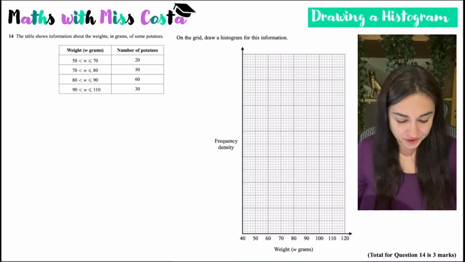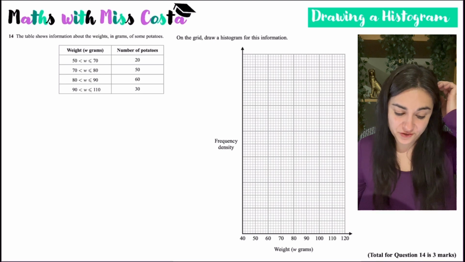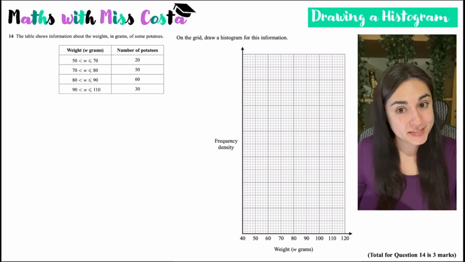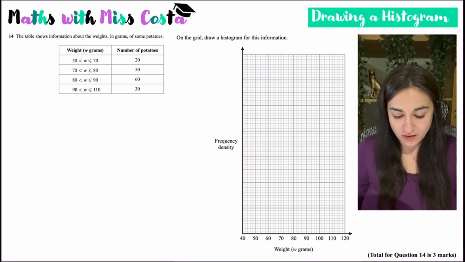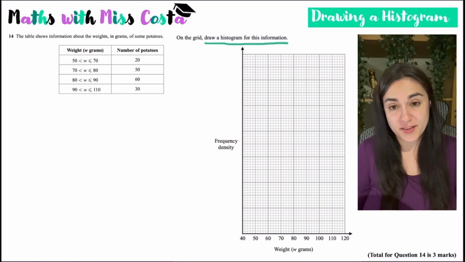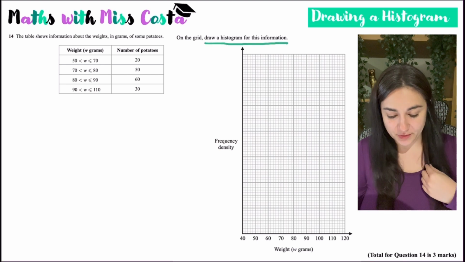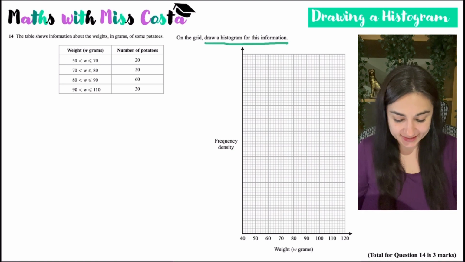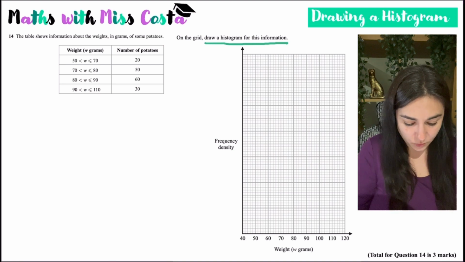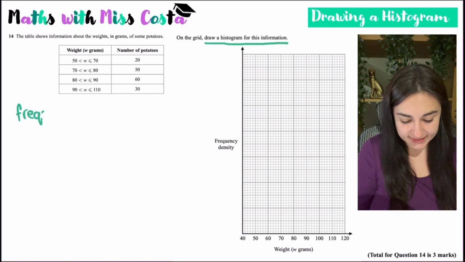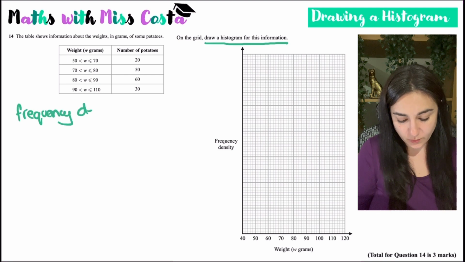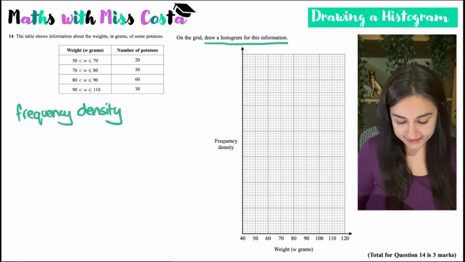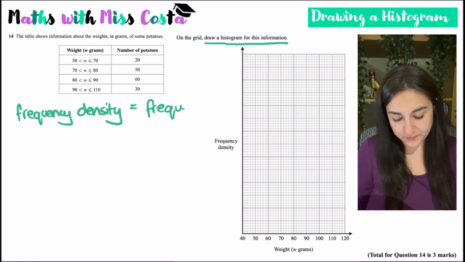Okay, so in this question, I am being given some information about the weights of some potatoes. And then I'm being asked to draw a histogram for this information. The really key important thing to know with a histogram is that in order to work out your frequency density, which is always going to be the y-axis, your frequency density is the frequency divided by the class width.